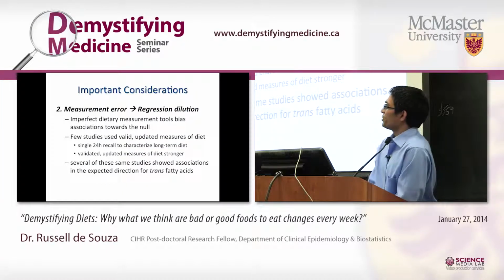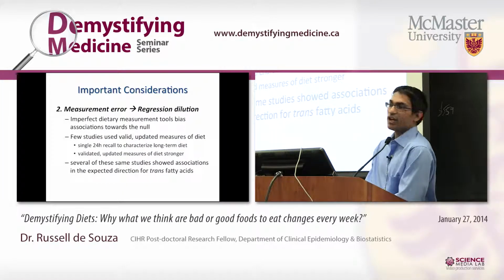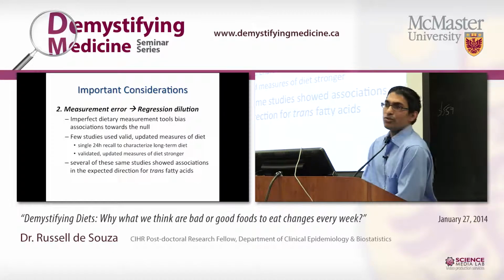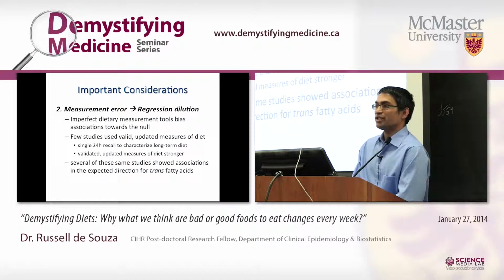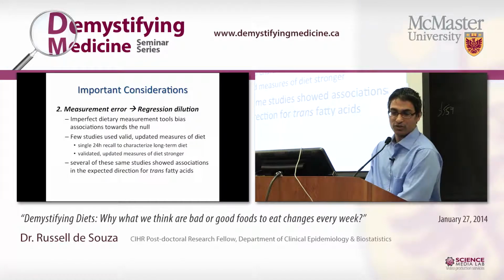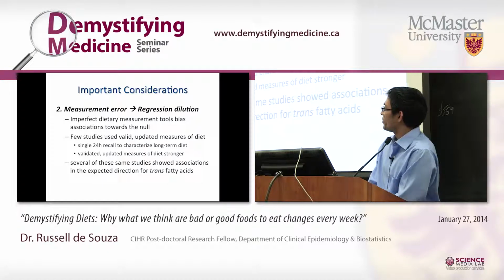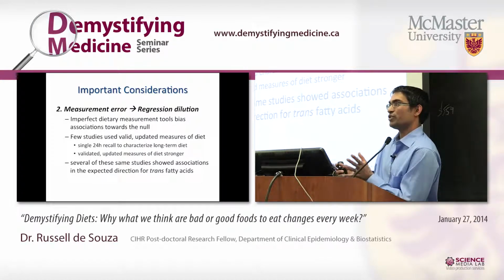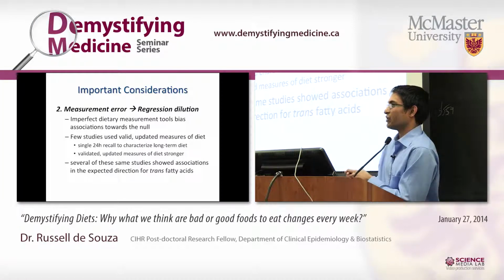So another important consideration in studies of diet and disease is that of measurement error. Many of the tools that we have to measure diet today are imperfect, and Sonia pointed out some of the important limitations. One of the big ones being, if I ask you what you eat today, is that necessarily representative of what you've eaten your entire life? And few studies of this association have used repeated, validated, and updated measures of diet. So when we're talking about very small changes in diet or very small risks associated with one dietary component, it's possible that these are missed.